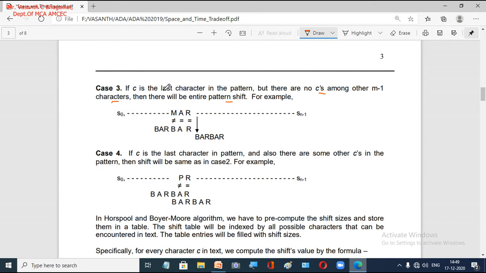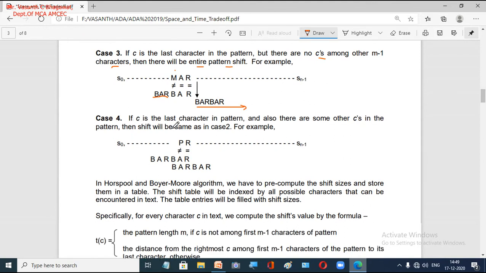Now this is the case where C is the last character in the pattern, but there are no C's among the other m-1 characters. When you check here, you see that this character M is nowhere present in the remaining part of our pattern. M is not present. You have B, A, R. So since M is not present in the m-1 characters, we shift the entire pattern. What is the size of the pattern? 1, 2, 3, 4, 5, 6. You move it 6 positions towards the right side. This is the third case.